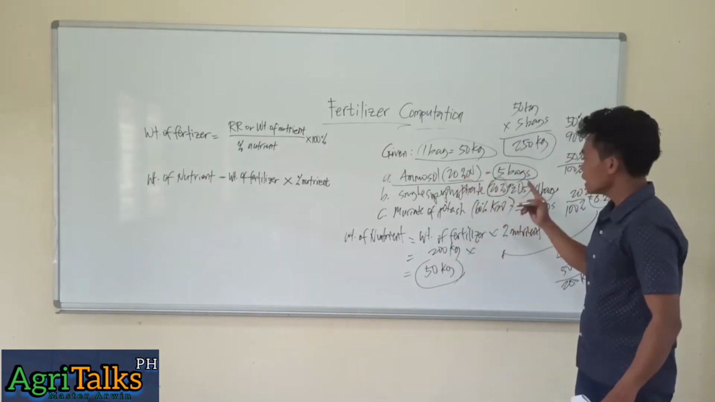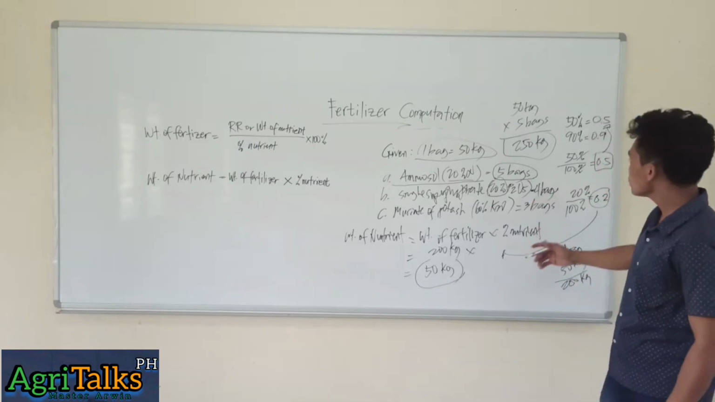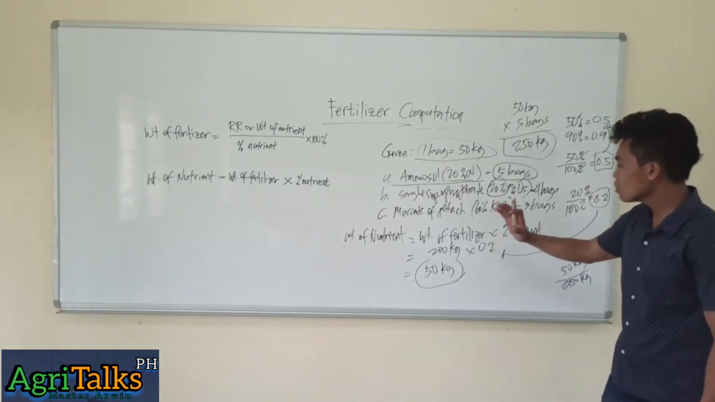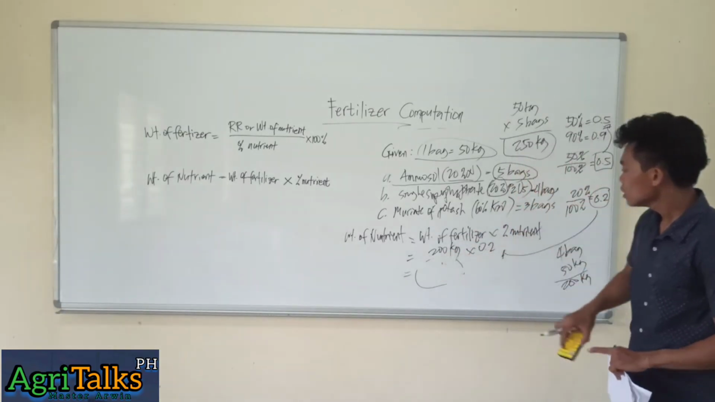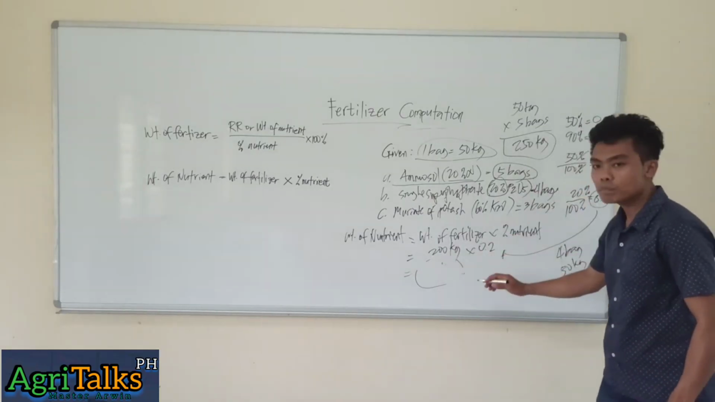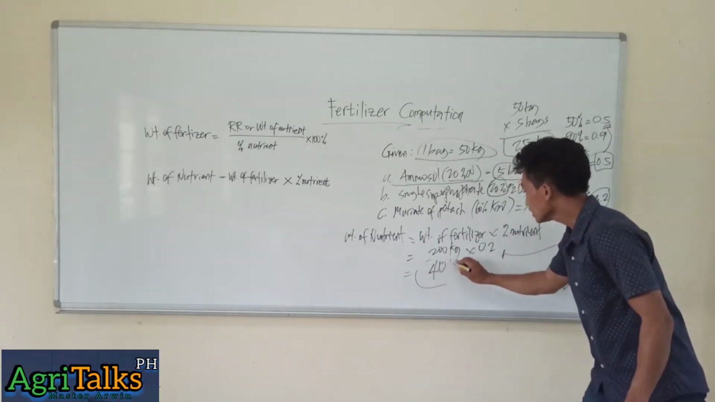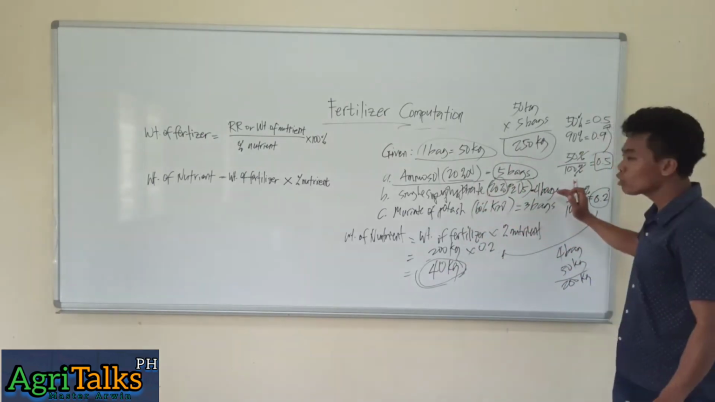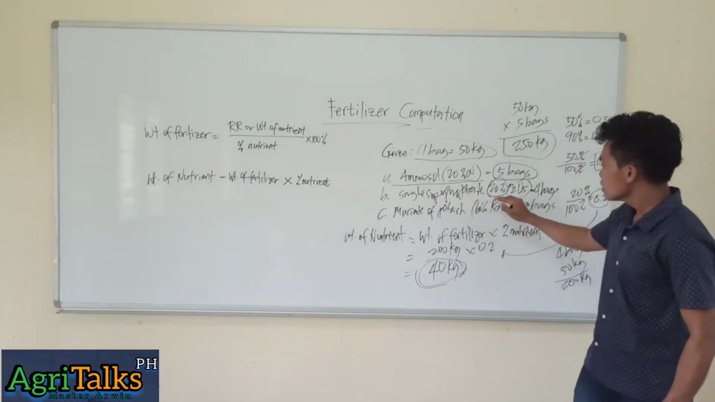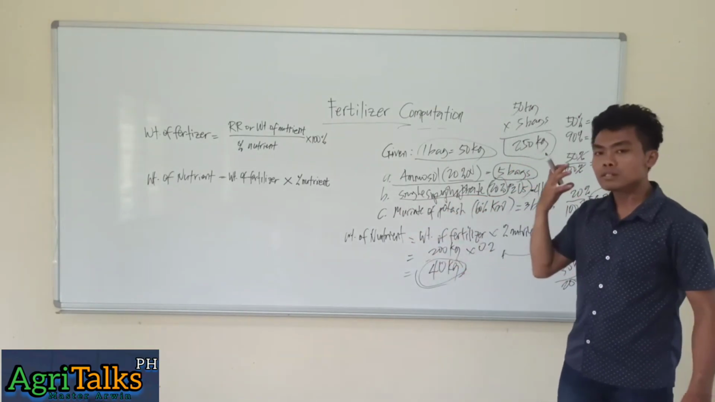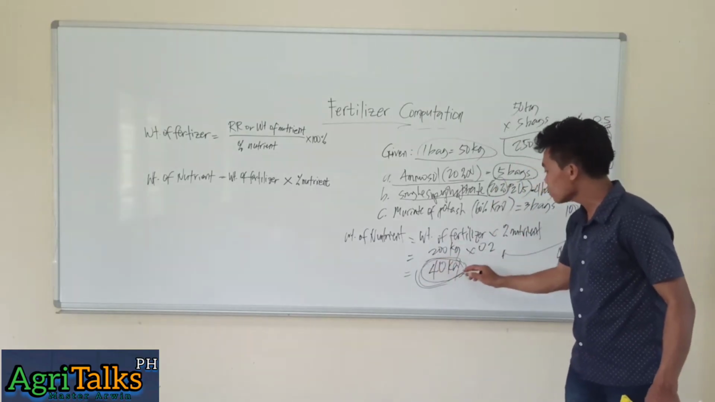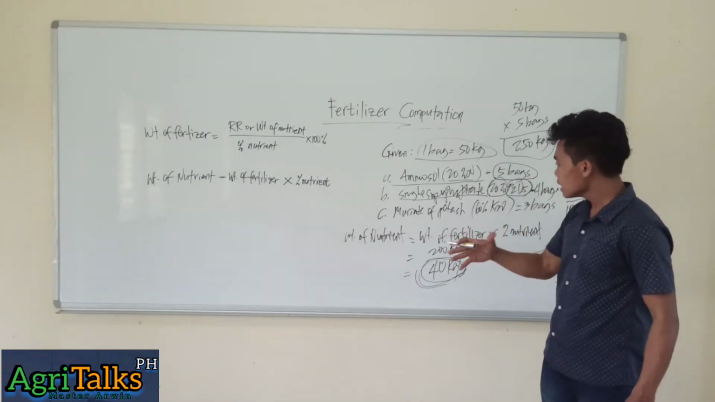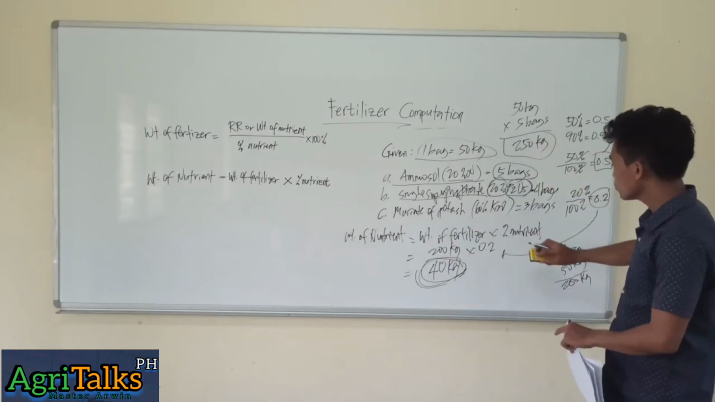20% is equivalent also to 0.2. So the same process here. 200 kilograms times 0.2, that would be 40 kilograms. This means that if you apply 4 bags or 200 kilograms of single superphosphate, you also apply 40 kilograms of phosphorus. Okay? So, we have this muriate of potash.